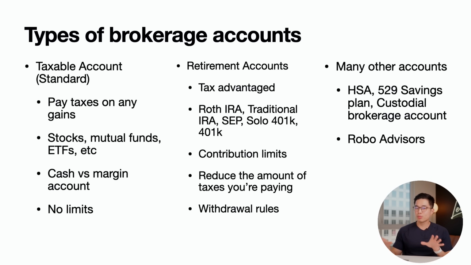And we won't go into too much detail on these, but you also have your health savings account, you have your 529 savings plan, you have your custodial brokerage account if you're under the age of 18 but still want to invest, and you have robo-advisors. We'll talk more about those later on, but that's also another great way to invest your money.